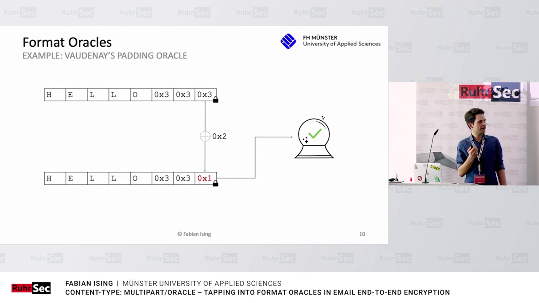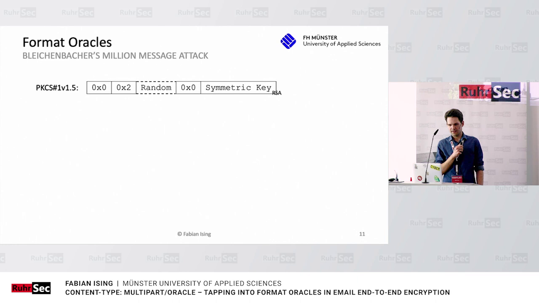You can use this oracle to decrypt a plain text block pretty easily, with 128 requests per plain text byte on average. So format oracles are not only a thing for symmetric encryption, but they also work for asymmetric encryption, as in the PKCS1 version 1.5 encoding you see here. So I won't get into details on Bleichenbacher's million message attack.